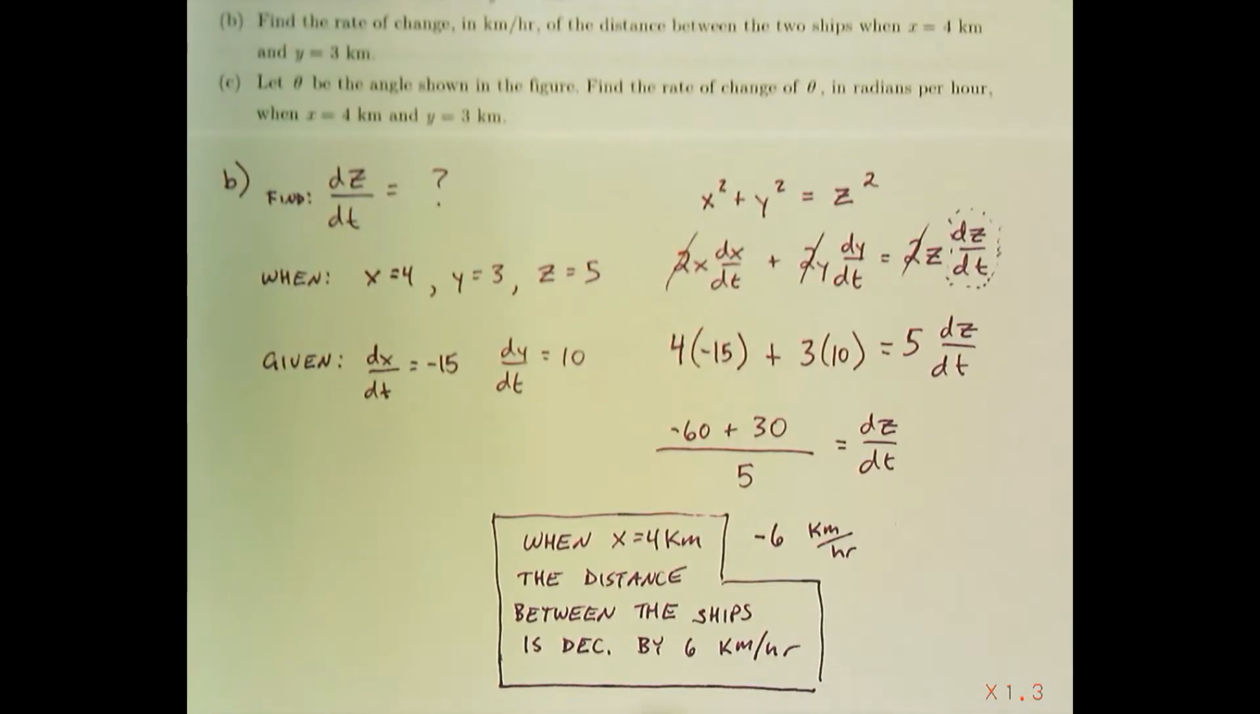Now we have to be careful. We do not want to say decreasing by negative 6 because that's 2 negatives. So once you start to use the word decreasing, it accounts for the negativeness of that.